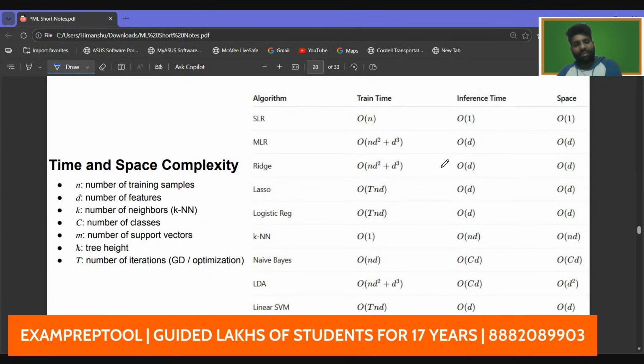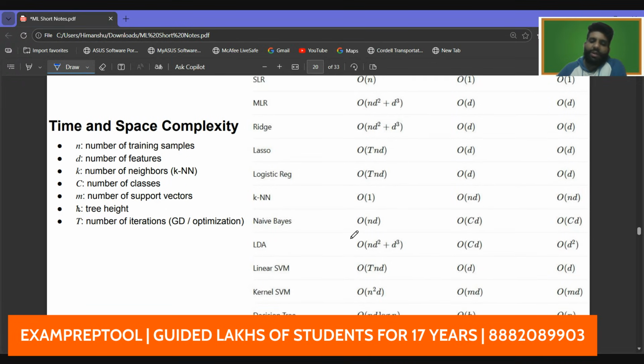Now this is a time and space complexity table over here which you can use. One important thing: over here it's mentioned what N and D actually refer to. You can use this, but remember one thing which is very important.